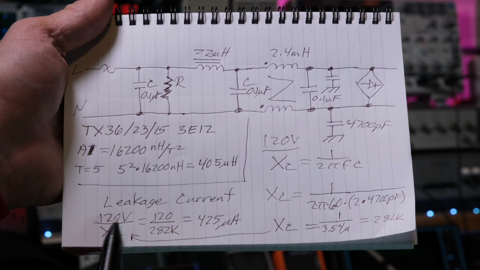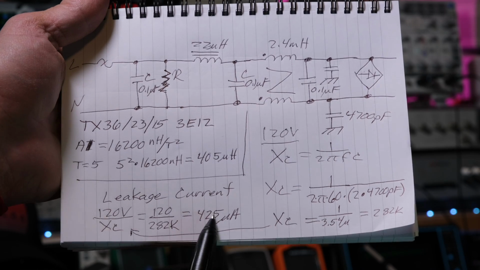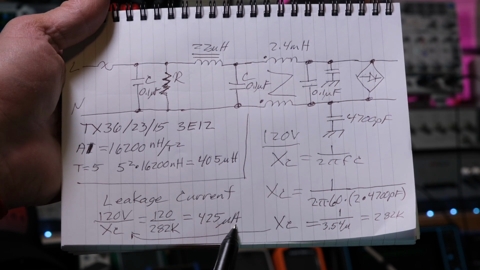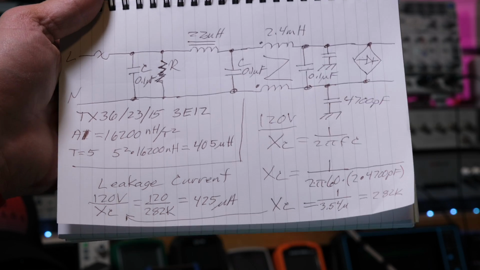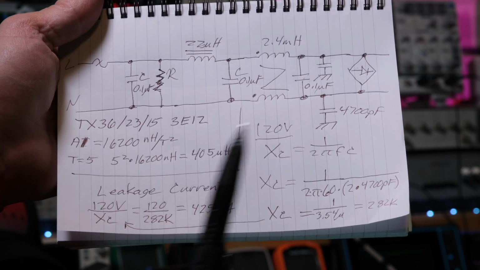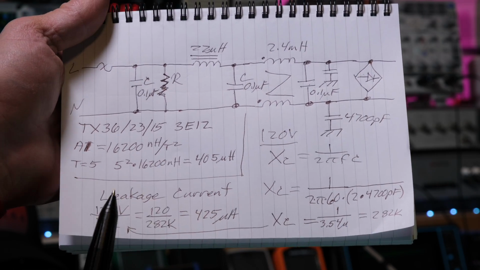Okay, so 120 volts over that X_C is 425 microamps, just about a half milliamp, which is the limit for the UL. That's why the 4700 picofarad is such a common value.